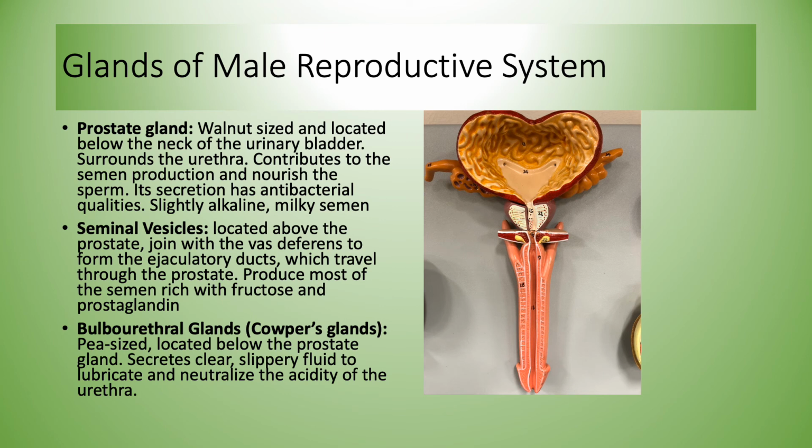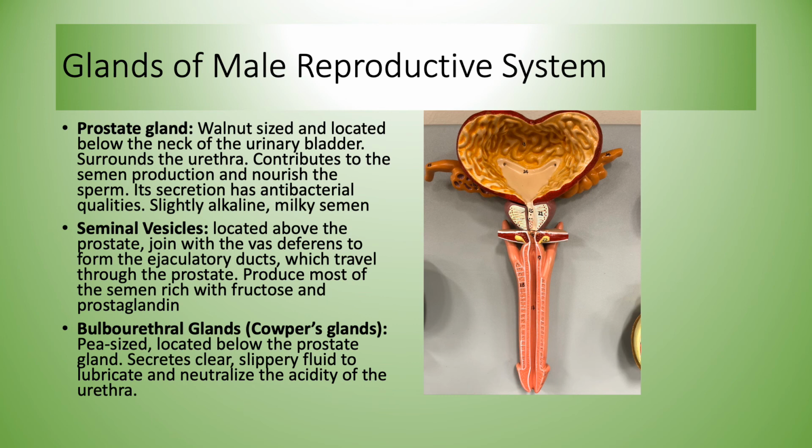Glands of the male reproductive system, there are 3 of them. Prostate gland is the only single one, and the other glands are paired. Prostate gland is the largest, walnut-sized, and located just below the neck of the urinary bladder, surrounds the urethra, contributes to the semen production, and nourishes the sperm.